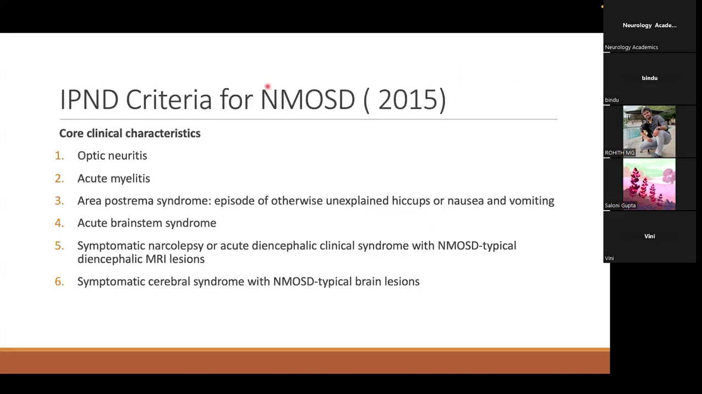So we diagnose NMOSD using the IPND criteria. So we have 6 core clinical characteristics, as we know: optic neuritis, acute myelitis, area postrema syndrome, acute brainstem syndrome, diencephalic syndrome, and cerebral syndrome. So we can see that in the 5th and the 6th, that is diencephalic as well as cerebral syndrome, to diagnose, we need the MRI.